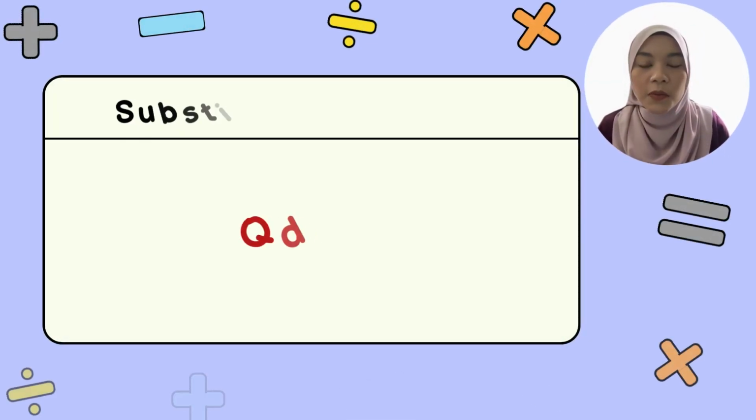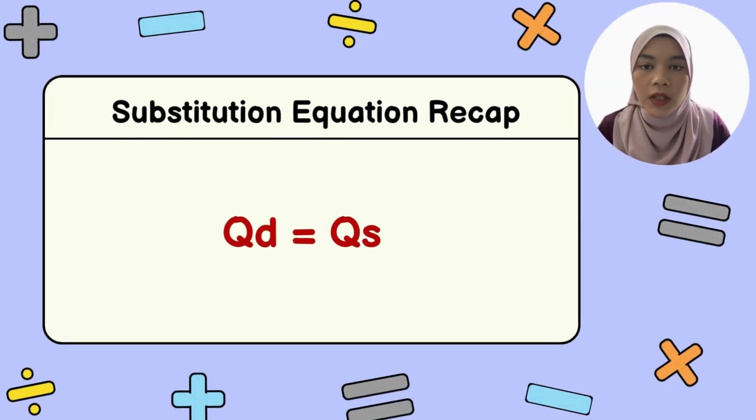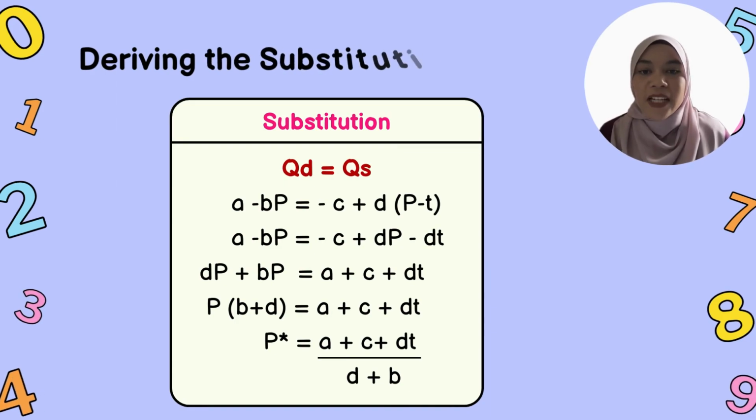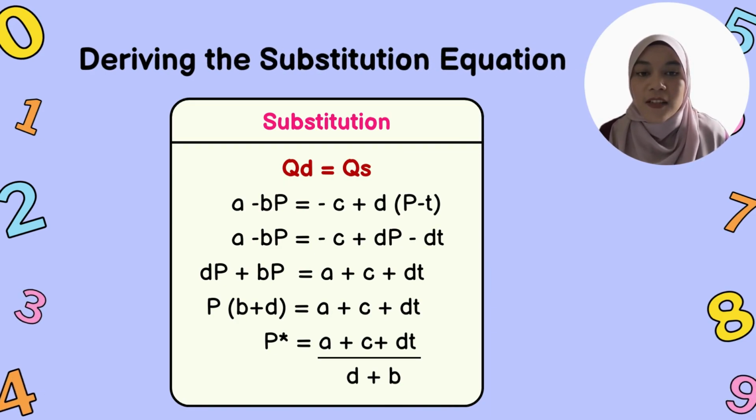To refresh our memories, let's recall the substitution equation. Substitution equation is QD equal to QS. This equation is derived from the economics model and represents the equilibrium quantity. Now let's see how we can express it in terms of other variables. So QD is A minus BP and QS is negative C plus D times P minus T. Let's simplify this equation step by step.